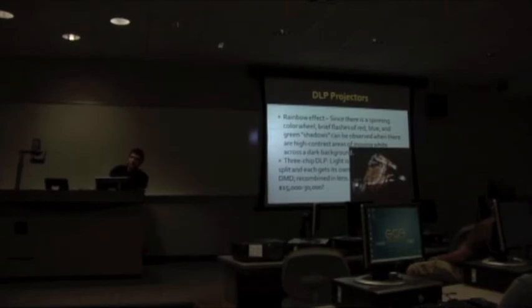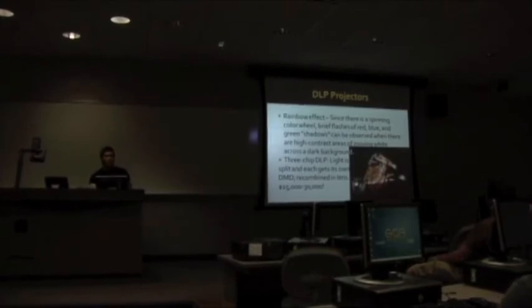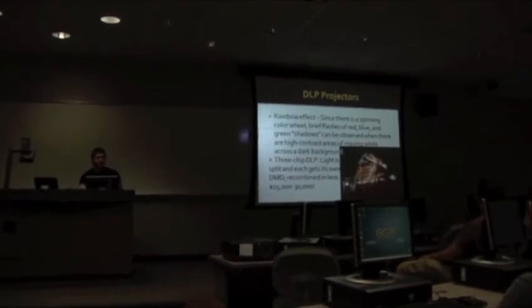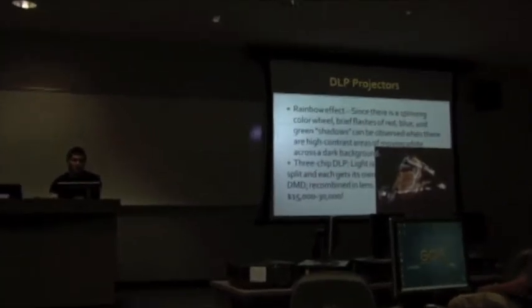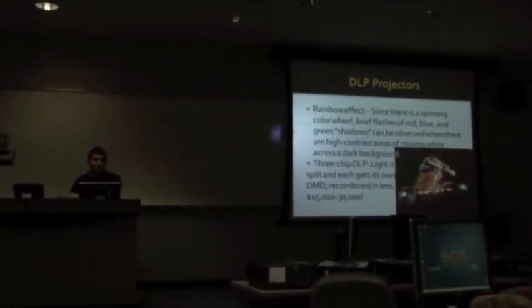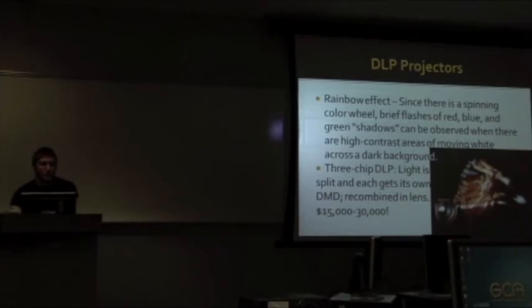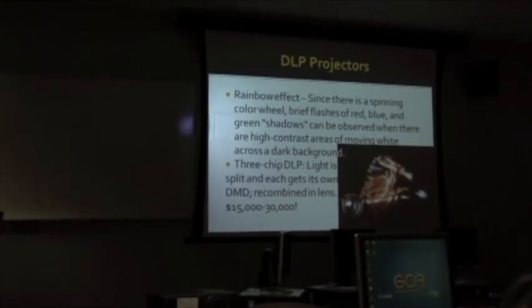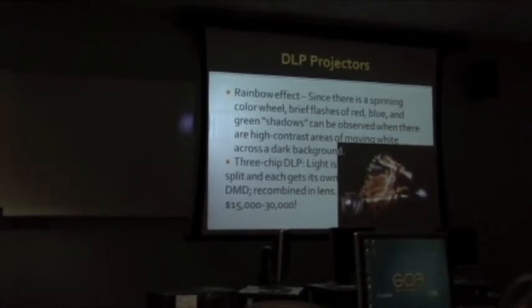DLP projectors have something called the rainbow effect. Since there's a spinning color wheel, brief flashes of red, blue, and green shadows can be observed when there are high contrast areas of moving white across a dark background. You can see kind of what that would look like. 3-chip DLP: light is split and each gets its own DMD, and then they're recombined in the lens, but they're very expensive.